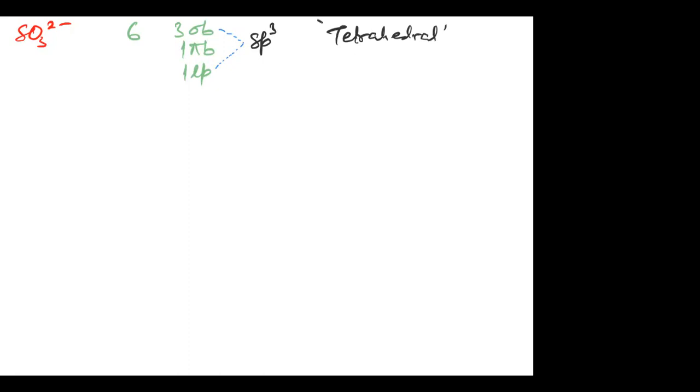Now the electron geometry is going to be tetrahedral, with 1 lone pair. So 1 lone pair means the lone pair of electrons is on sulfur. It is a double bond O, and it is O minus and O minus here. So the molecular geometry is found to be trigonal pyramidal.